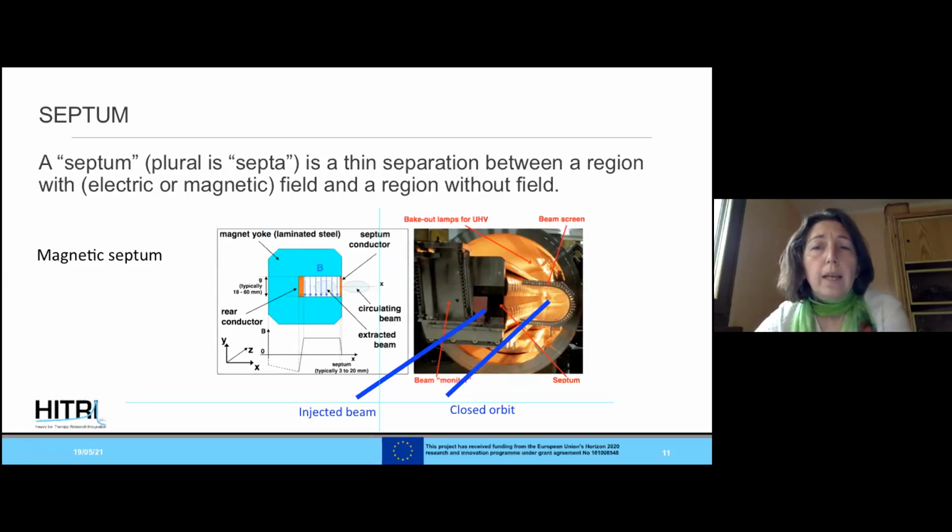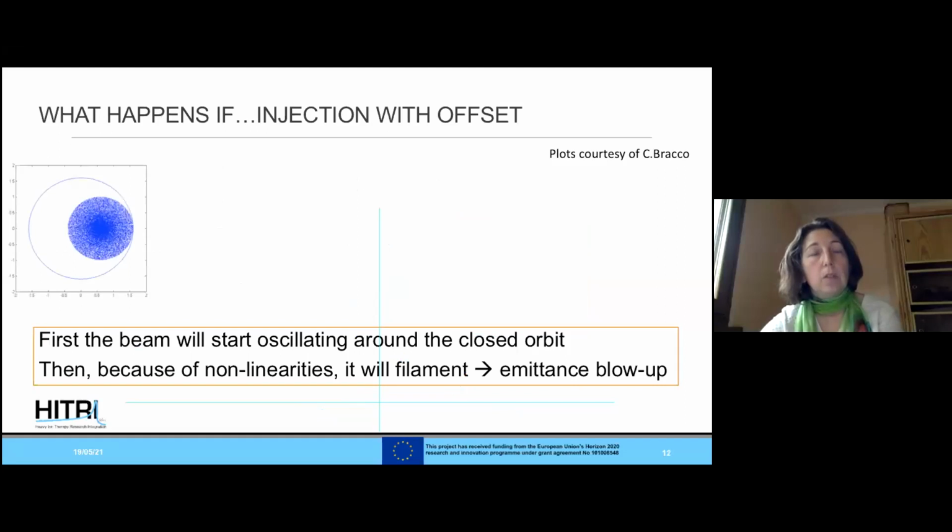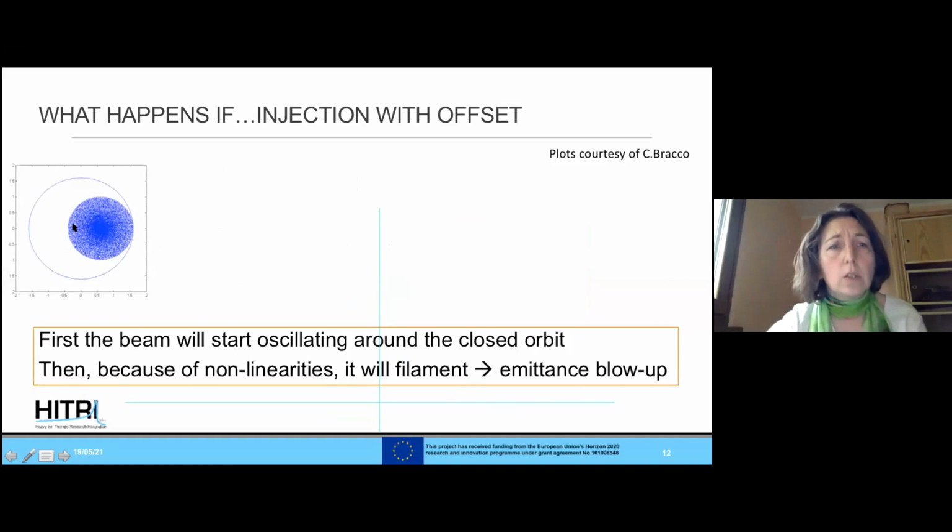Okay, now, I told you injection is injecting particles with the correct phase space and with the correct trajectory. What happens if this is not the case? In this case, the beam is not injected at the center of the acceptance of the phase space. This is always the X-X' phase space. The beam, you see, is not injected in the center.